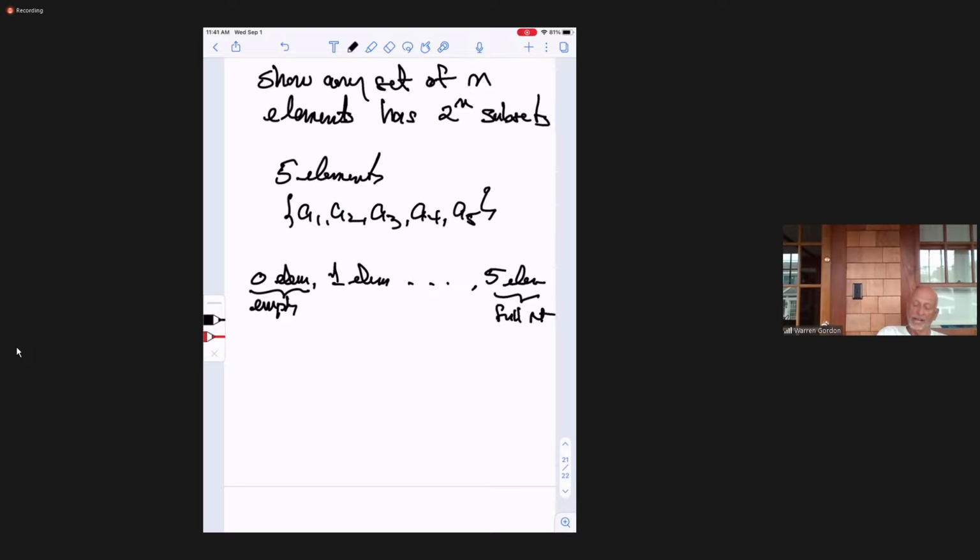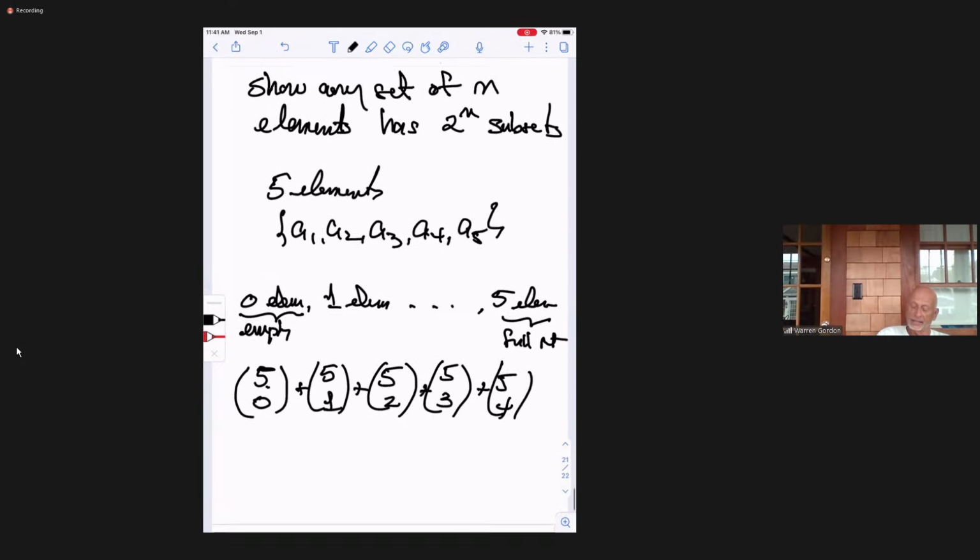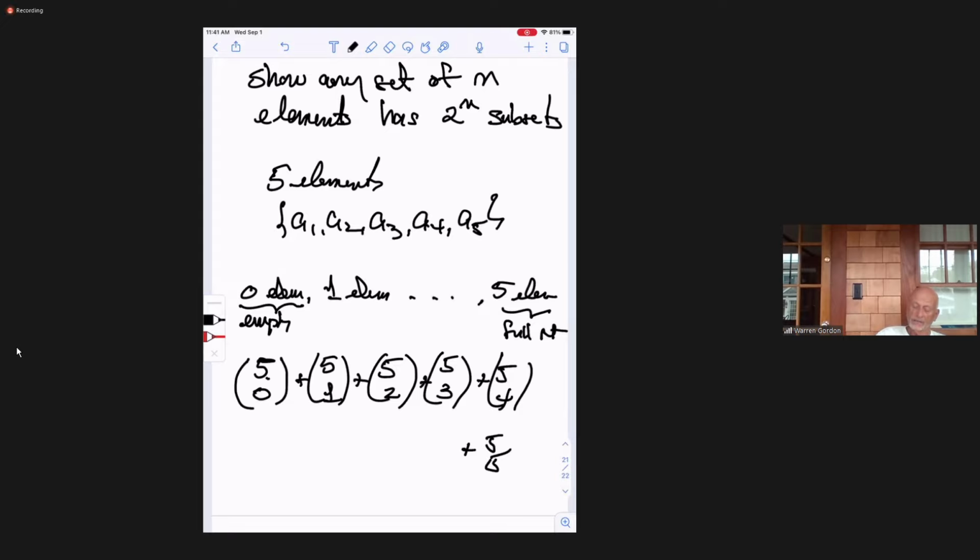If I have 5 elements, think of each subset as being a committee. For example, if I had a subset of 2 elements, think of that as a committee of 2; whether I choose A1, A2, or A2, A1, it's the same committee. So from the 5, choose no elements. From the 5, choose 1 element, the number of subsets of size 1. From the 5, choose 2, 3, 4 elements. And that's why I'm adding. From the 5, choose 5.